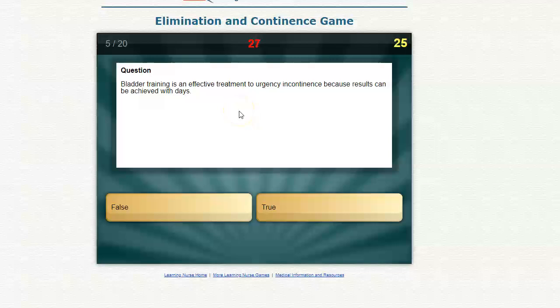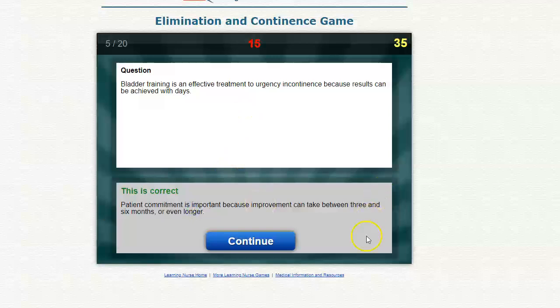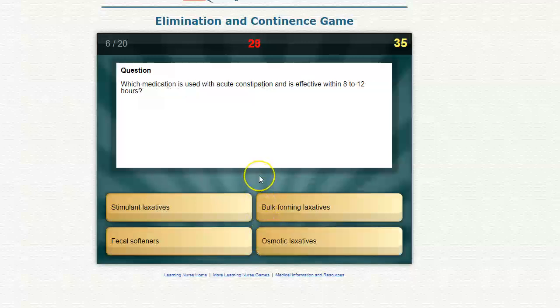Bladder training is an effective treatment for urgency incontinence because results can be achieved within days. Is that true or false? It is false. Patient commitment is important because improvement can take between 3 and 6 months or even longer. So that's a very, very slow process. Which medication is used with acute constipation and is effective within 8 to 12 hours?